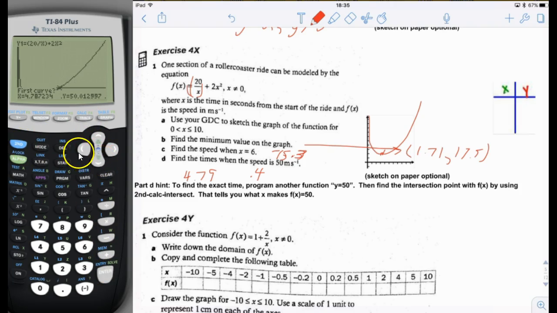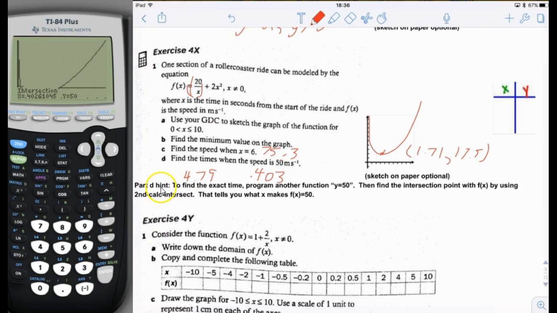Intersect. And now we're going to do first curve, yes. Second curve, yes. And then we're going to move the cursor now close to the first point. Enter. And the intersection is 0.403. So that gave us one more digit, right? A little bit better. Okay?